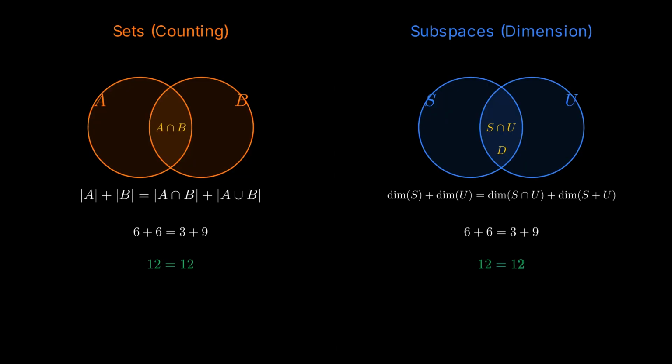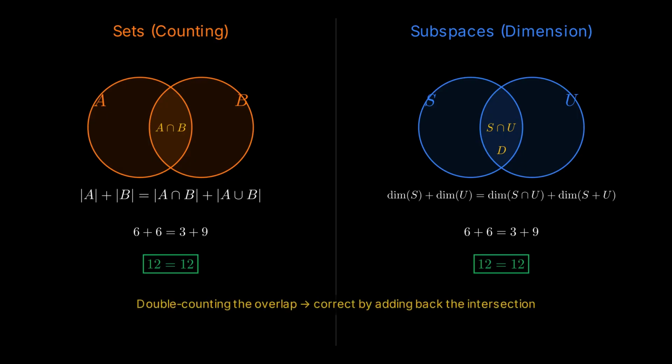When you add the dimensions of two subspaces, the overlap gets double counted, once in each subspace. The formula corrects for that by adding back the intersection on the other side. Dimensions of subspaces aren't independent, they're linked by a conservation law. This formula works for any two subspaces of any vector space, not just matrices: polynomial spaces, function spaces, any structure satisfying the vector space axioms.